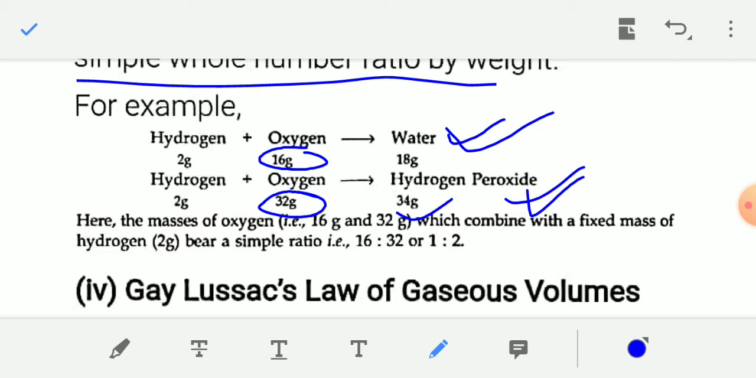Here the masses of oxygen, that is 16 gram and 32 gram, which combine with a fixed mass, that is 2 gram of hydrogen, bear a simple ratio which is 16 is to 32. 16 is to 32 means 1 is to 2. This is a simple ratio.